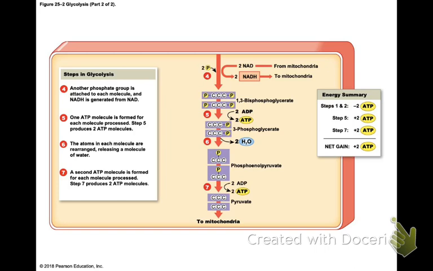So the bottom line is we took 1 glucose, we put 2 ATPs in, we pulled 2 NADHs out, we pulled 4 ATPs out for a net gain of 2 ATPs, and we wound up with 2 molecules of pyruvate, and that's the end of glycolysis.